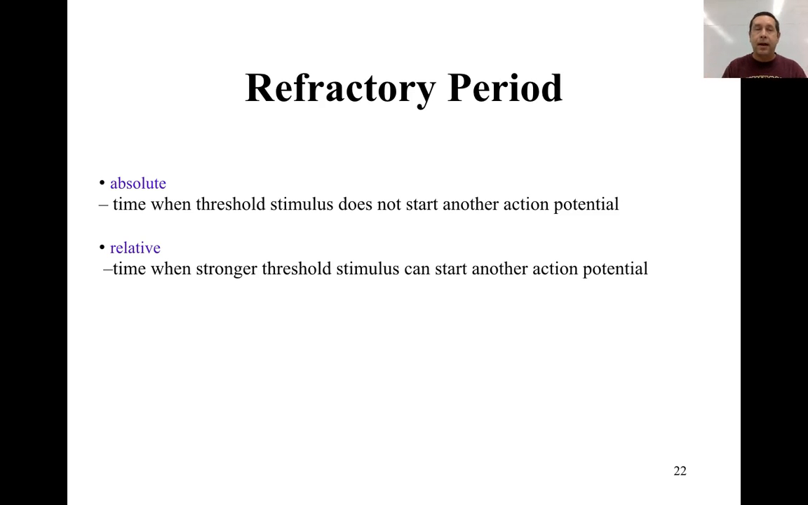After an action potential is formed, there's a period of time when the neuron won't respond. We call that the refractory period. There's an absolute refractory period where, no matter what you do, there's not going to be another action potential. And then there's a relative refractory period, when it would take a stronger than normal stimulus to create a new action potential.